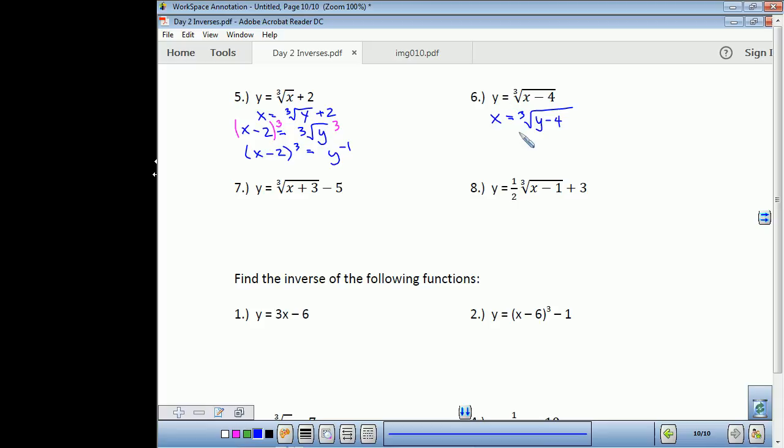Alright, number 6. Switch x and y. Solve for y. So this one's a little easier because we cube right off the bat. And so we get x cubed equals y minus 4. And then we just move the 4 over.